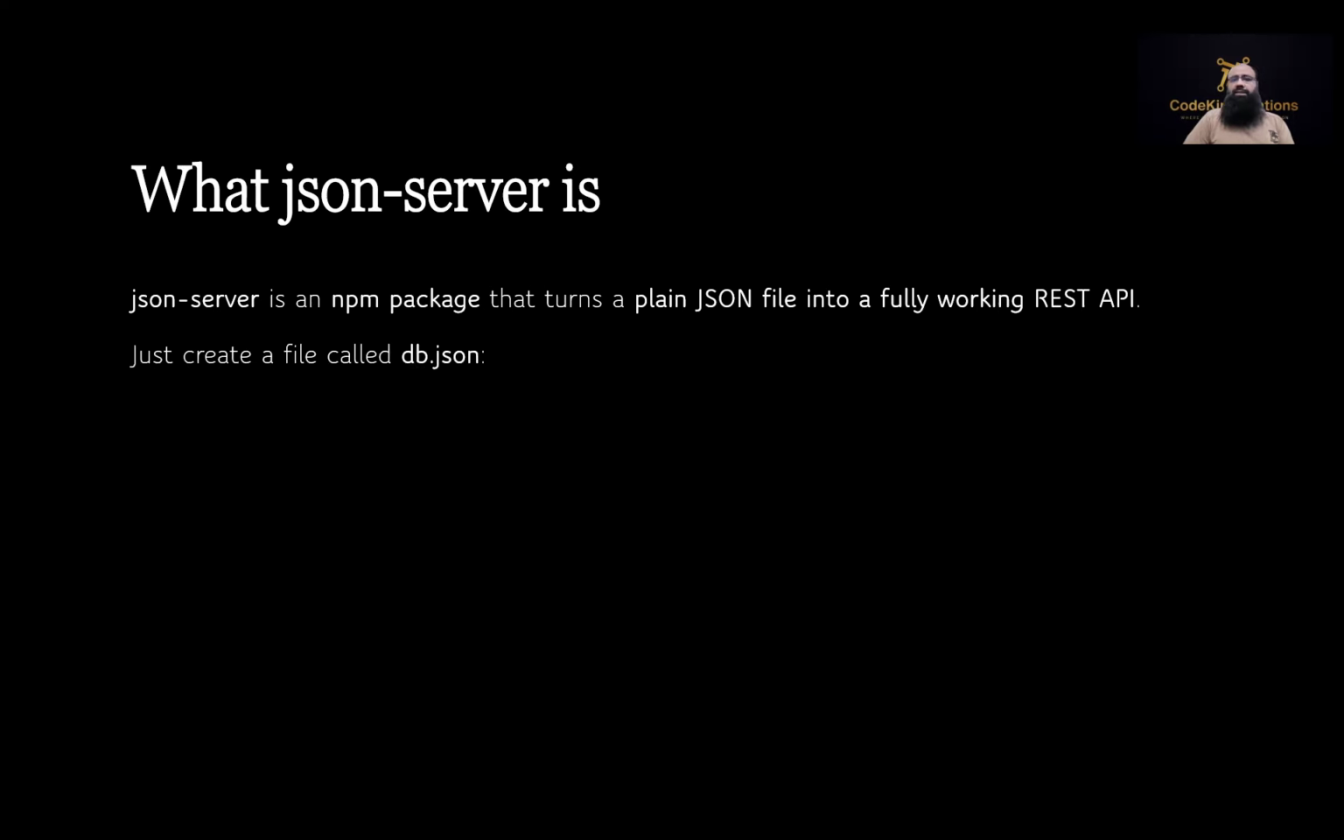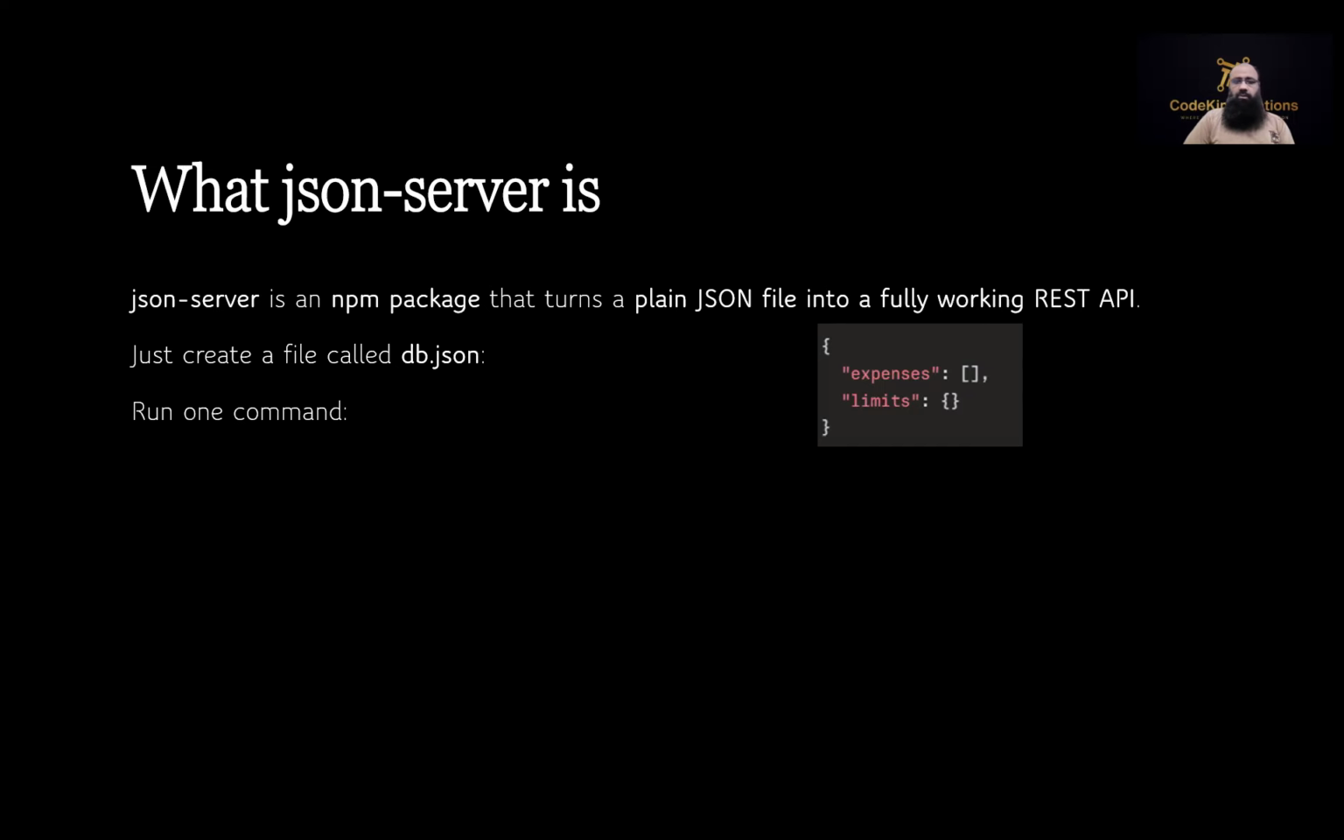So what does it do? We just have to create a db.json file, and you can see, it's just a JSON file having an expense array and a limits object. We can run a simple command with npx, and with that we can quickly set up. But instead we will be using npm, and then we are going to install that package. This is just to showcase in case you need to execute that command.